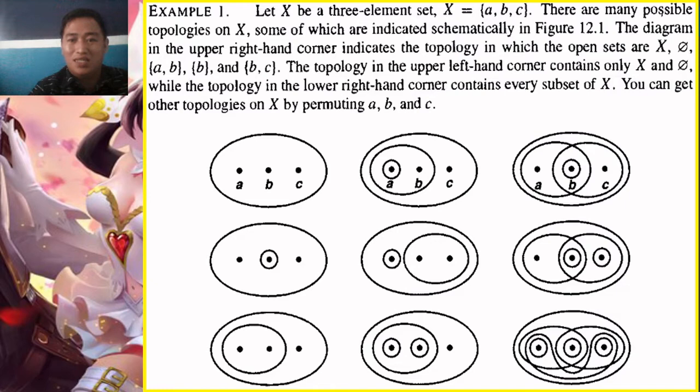So this one is now the power set of X, since every subset of X is contained in the topology. Okay? So you can get other topologies on X by permuting A, B, and C. In the others you can still permute A, B, and C, except for X and the empty set, as in the upper left-hand corner or the lower right-hand corner, because that one is the power set of X.